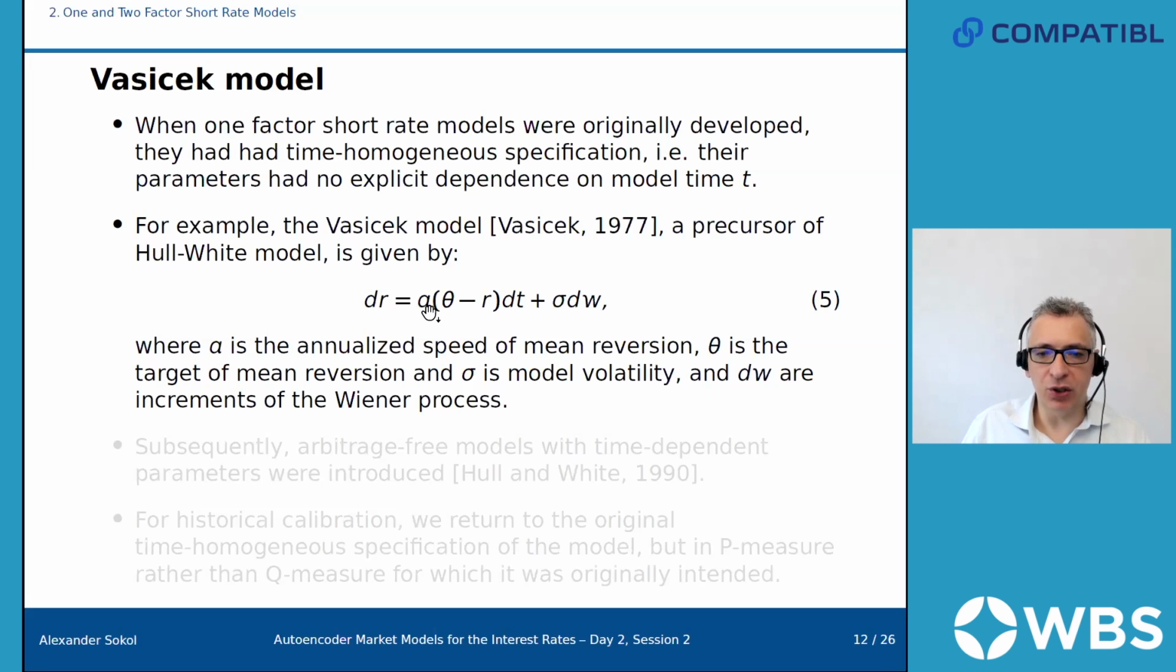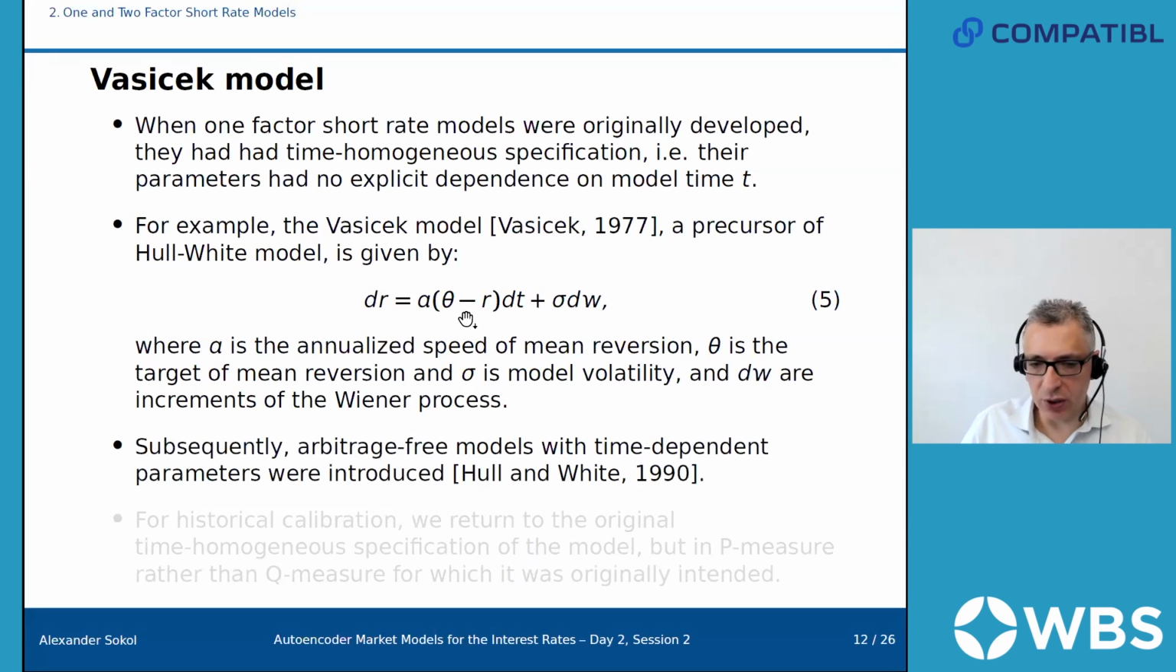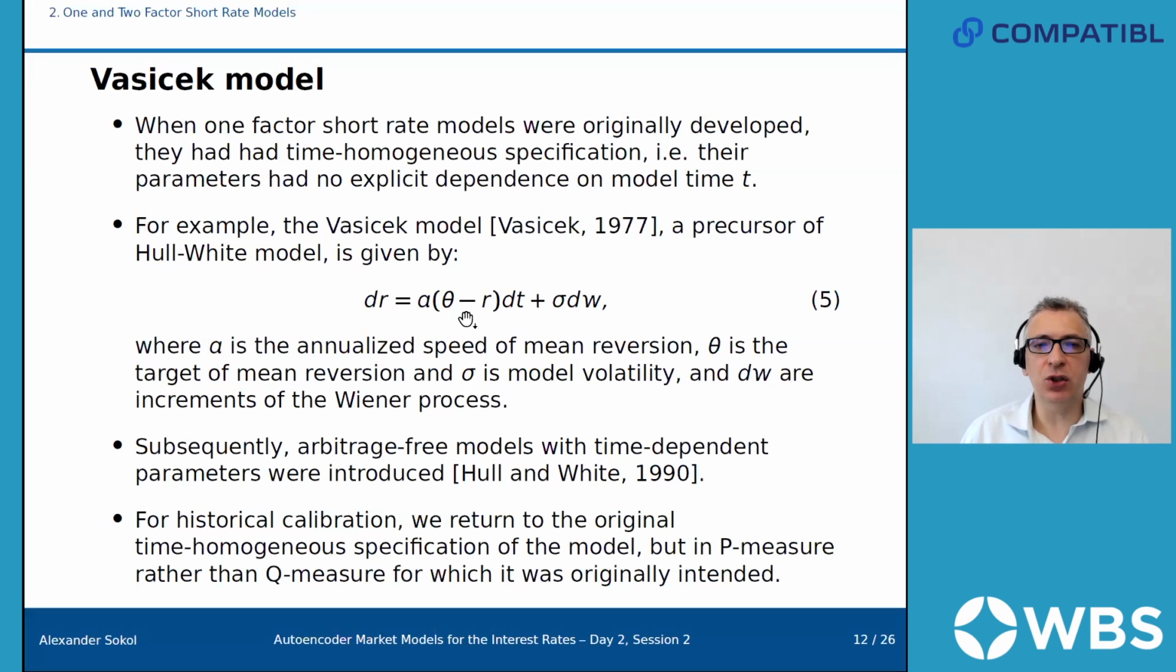But it's a time homogeneous model, right? So it was originally proposed for the risk neutral measure, but as Hull and White pointed out, it was not arbitrage-free. In other words, it did not reproduce bond prices or swap prices. However, for historical calibration, which is time homogeneous based on the principle that no data is special, we come back to this original time homogeneous formula.